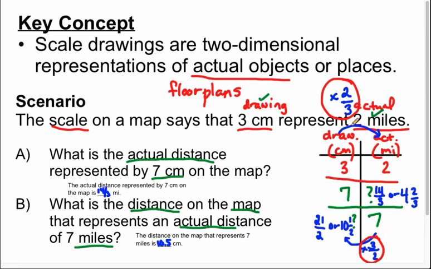So if ever you want to go from drawing to actual measurements, you're going to multiply by some scale factor. If you want to go in the opposite direction, from actual measurements to drawing measurements, you multiply by the reciprocal of whatever that scale factor is. And in this case, it happens to be 3/2.